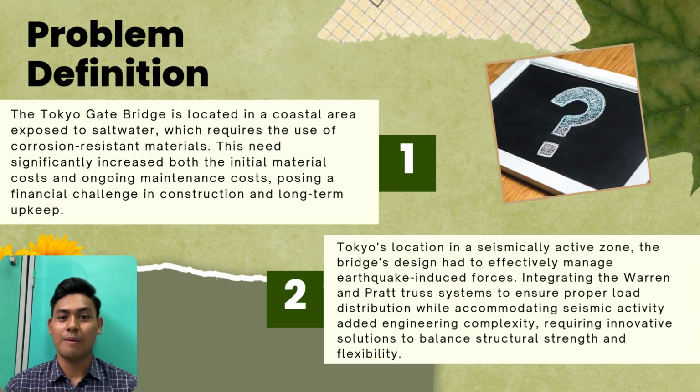So, one of the most innovative design solutions that we used to help meet this demand was the integration of both Warren and Pratt truss systems. The system played a crucial role in ensuring proper load distribution while allowing the bridge to adapt to the forces generated by earthquake activity. So, as we know, the combination of this advanced truss design and material addresses the complex challenge of balancing strength and flexibility.